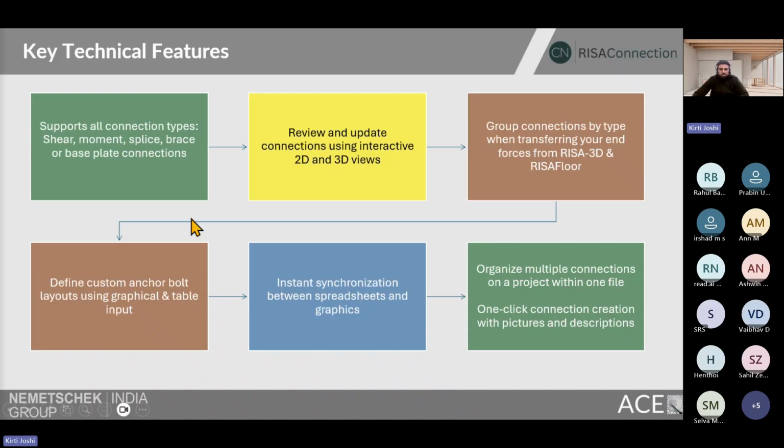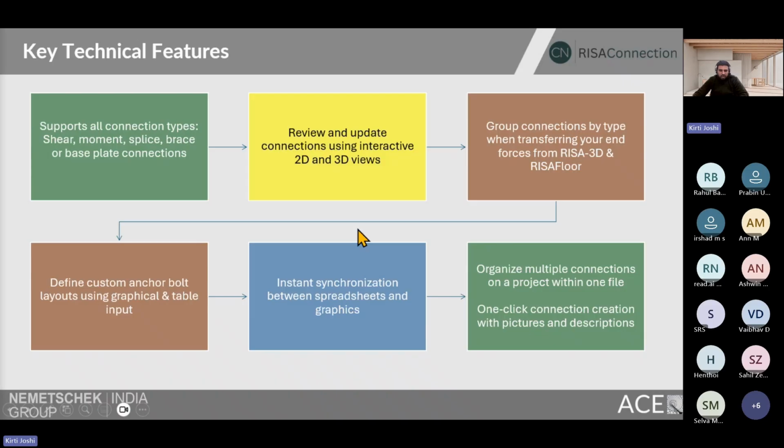Next feature is grouping the connections by type. This is typically useful when transferring the end reactions from RISA 3D or RISA Floor. For example, if you have, say, 50 similar beam column shear connections, you don't have to design each one individually. This significantly improves the efficiency on your large project.